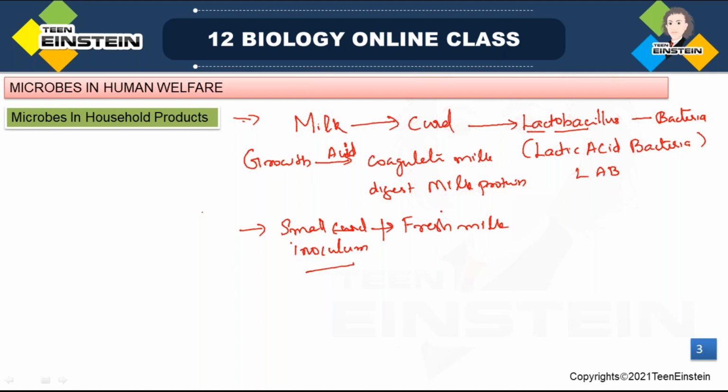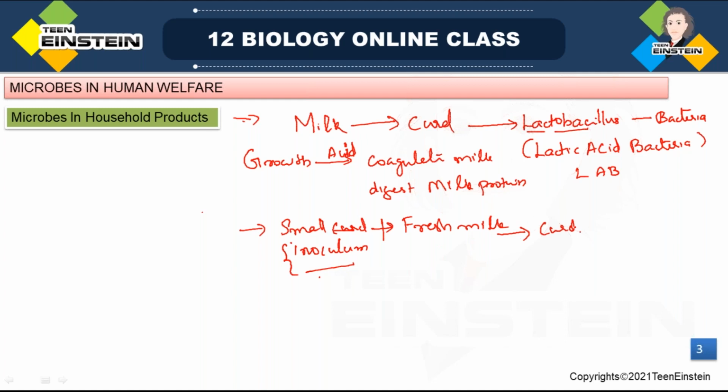Why are you calling it inoculum? Because it contains microorganisms. The small quantity of curd which you are adding to the fresh milk contains the lactic acid bacterium, that group of bacteria or lactobacillus, present in that inoculum. So that will be added to the fresh milk, and that bacterium may produce some kind of acids which can coagulate milk and digest milk protein. So it will get converted into curd.